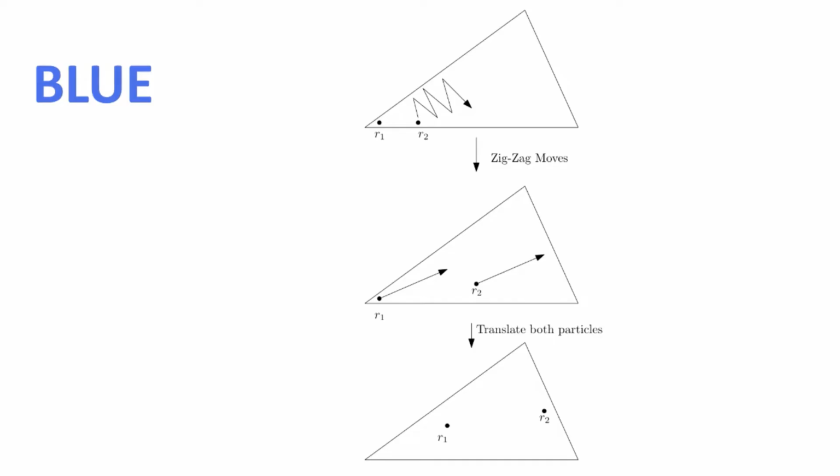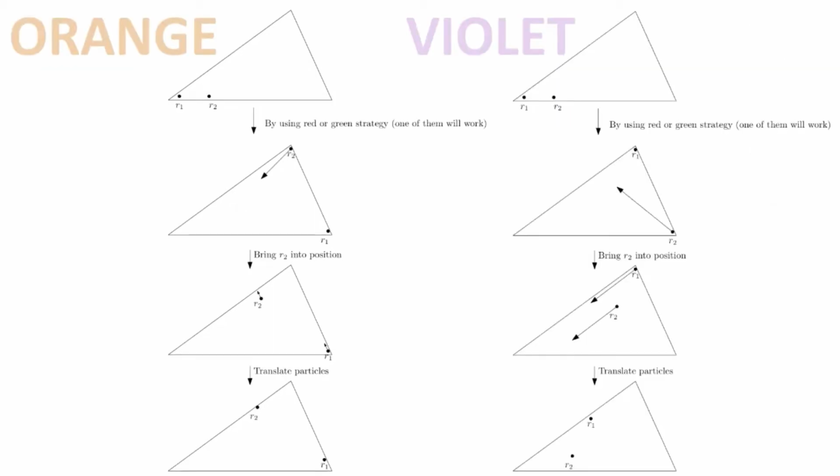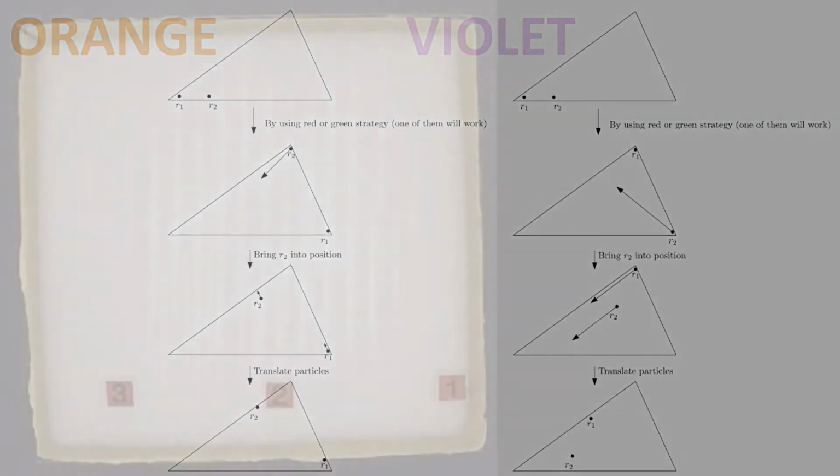The blue strategy holds R1 and moves R2. The red and green first place R2 in a corner and move R1 to an opposite corner. The violet and orange strategies use different sets of corners.